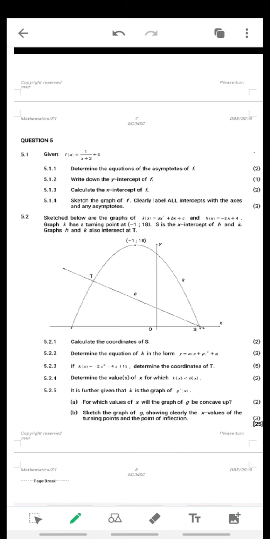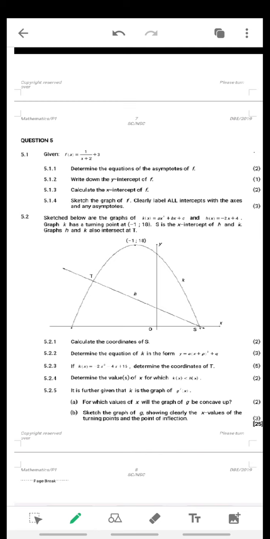Then when you take your y and equate it to 3, that gives you your HA, which is your horizontal asymptote. Remember, a hyperbolic function has two asymptotes, a vertical asymptote as well as a horizontal asymptote. Okay, now 5.1.1, determine the equations of the asymptotes. Underline equations of the asymptotes of f, meaning the question is asking you to write down the two asymptotes which we have in this case.